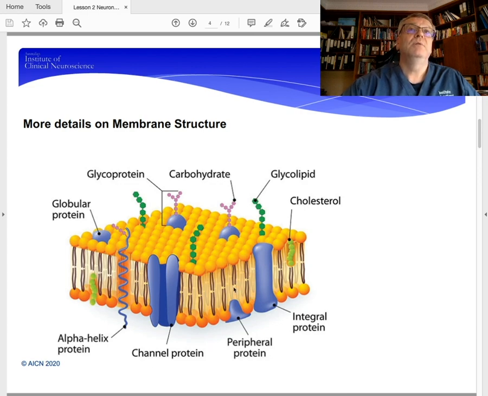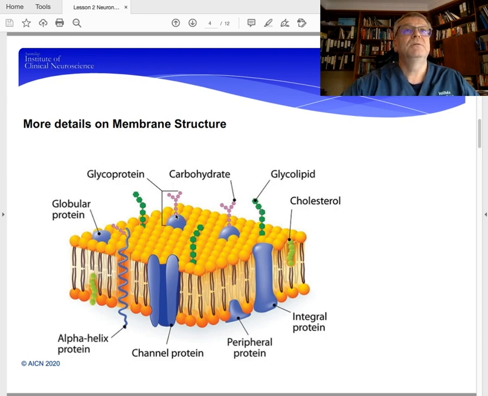And we have proteins that are on the outside that may or may not go all the way through the membrane, but they have specialized attachments or specialized chemical structures attached to them, usually formed of some kind of carbohydrate or glycolipid or glycoprotein.